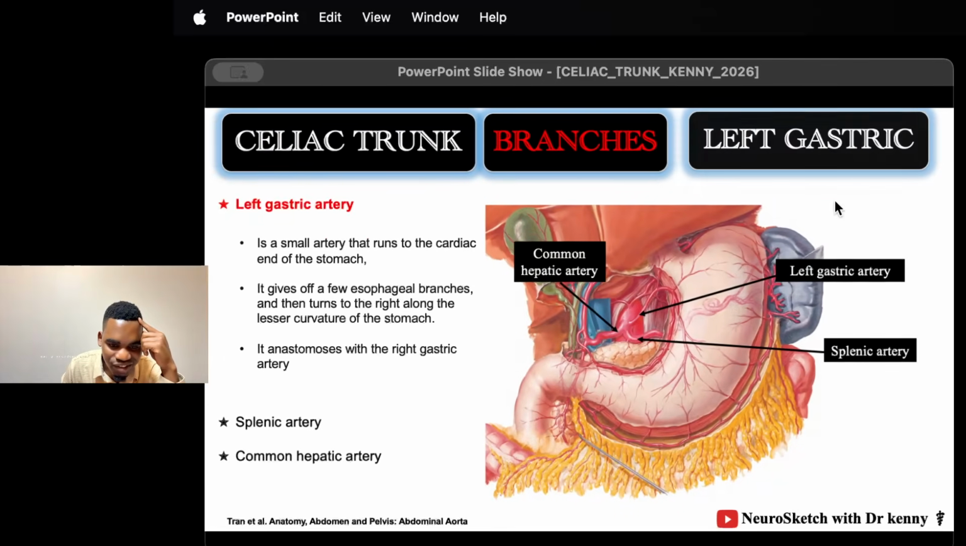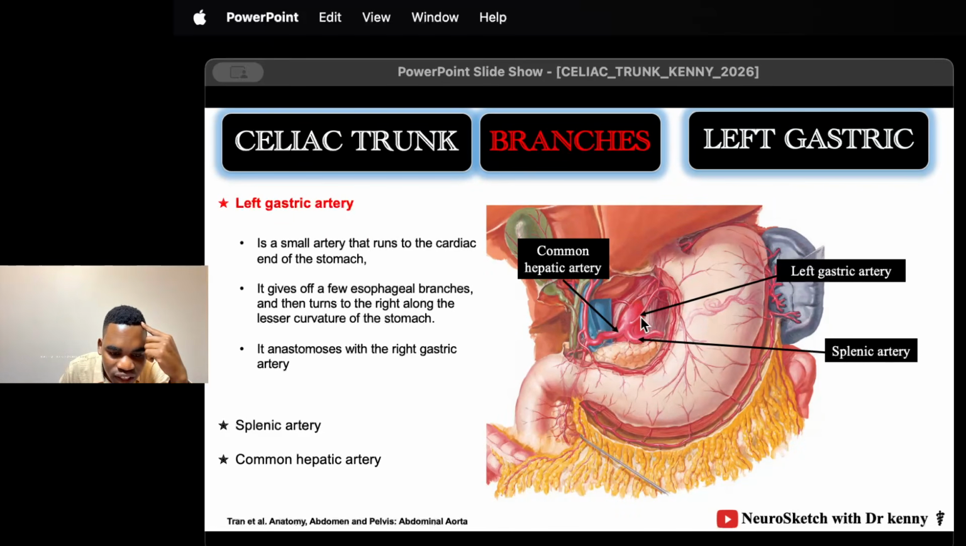The first branch is the left gastric artery, and the left gastric is usually the smallest of the branches of the celiac trunk. This artery supplies the lesser curvature of the stomach, but it also gives branches going to the esophagus. So it gives esophageal branches, and then it lands on the lesser curvature of the stomach to supply it. It also anastomoses with the right gastric artery, but the right gastric artery is not coming from the celiac trunk. It's coming from a branch of the celiac trunk. That is the left gastric artery.